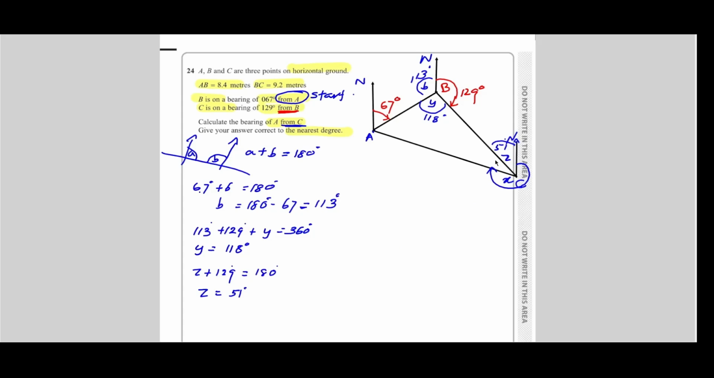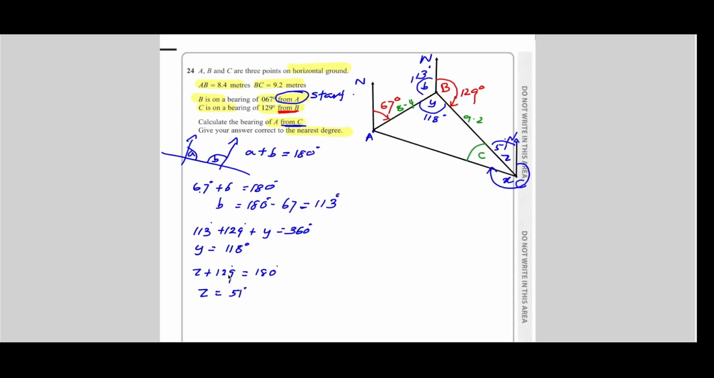Now, only one thing is remaining. We need to get this one. How do we get it? So let's see what we've been given here. Let's label the stuff that we've been given. AB equals 8.4. So we've been given this one as 8.4. And BC equals 9.2. And this one we label, that's it. So how do we get this angle? Let's label this one as C.